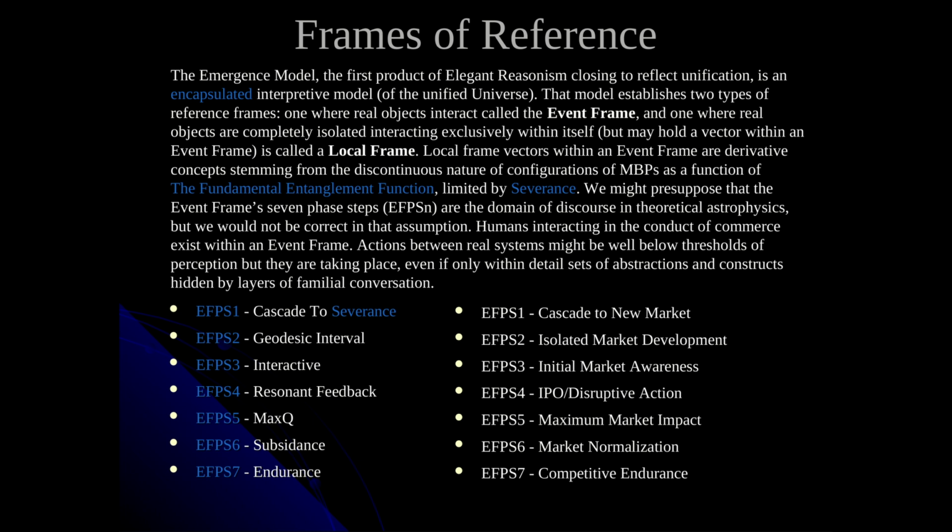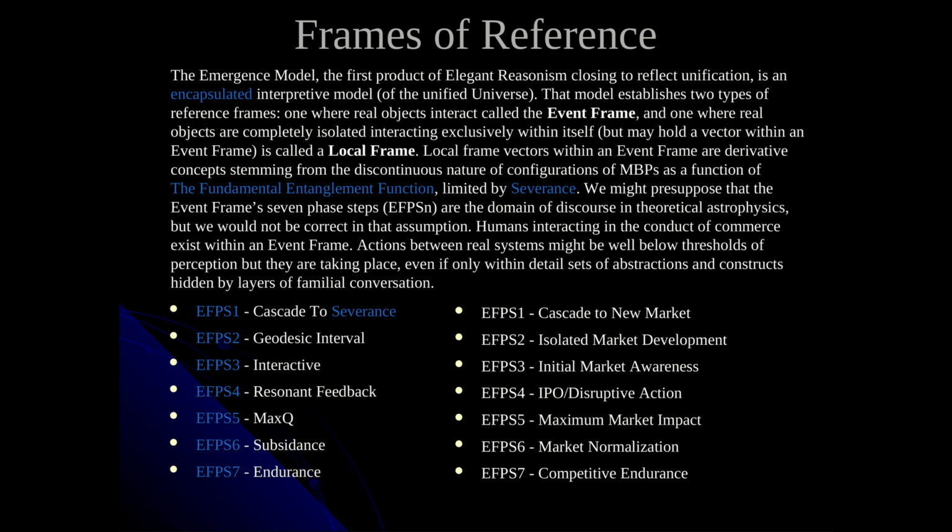Time in the emergence model is an action displacement index. That's why time travel is foo-foo dust. It doesn't exist. But I'm not going to get off into the weeds on that. So anyway, the geodesic interval is EFPS2. When 2 real objects begin to interact in the event frame, that's characterized by EFPS3. If they get locked together so that they don't pass one another in space, then something could interact with something and then continue on its geodesic interval. Photons traveling along a geodesic interval are an example of that. Then resonant feedback, and then max Q, the maximum energy, and subsidence, and then the endurance.